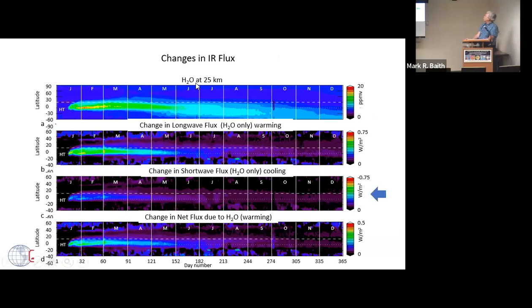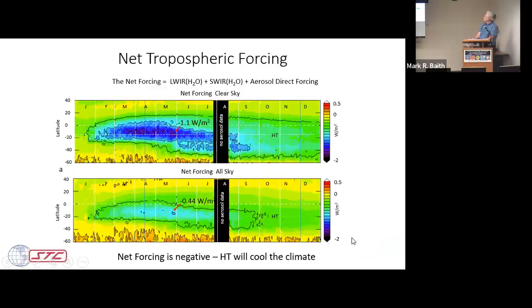This is water vapor at 25 kilometers. This is the longwave flux into the tropopause. This is right at the tropopause. This is the shortwave flux. This is cooling. There's a change in scale here. And this is the change in flux warming. So the net change is a slight warming. You get that as a function of time. So there is some slight warming, a small change in the downward flux at the tropopause. So it's maybe 0.25.